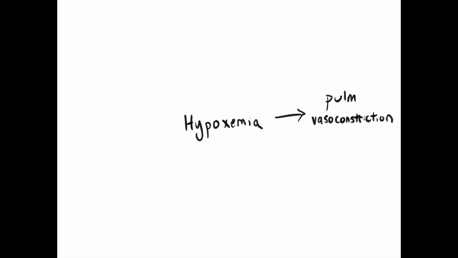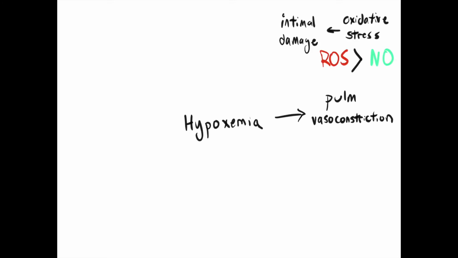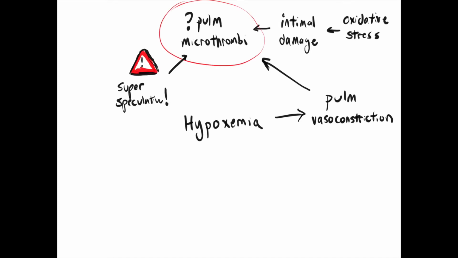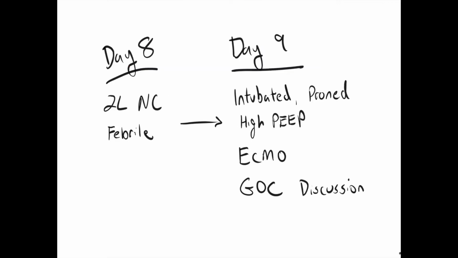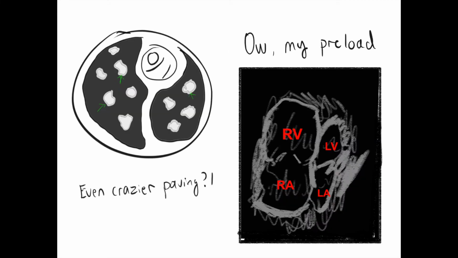Let's add in some information from our previous molecular level discussion. There's a lot of oxidative stress, with more reactive oxygen species than nitric oxide floating around than normal. This leads, again, to intimal damage, and now the question is, does this lead to real-life microthrombi in the lung vasculature? I don't know. People seem to suddenly be crashing about a week into what had been a mild illness. Are there radiographic or echocardiographic findings similar to what you might see in PE or veno-occlusive disease? We don't know yet, but I'm going to leave it out there.